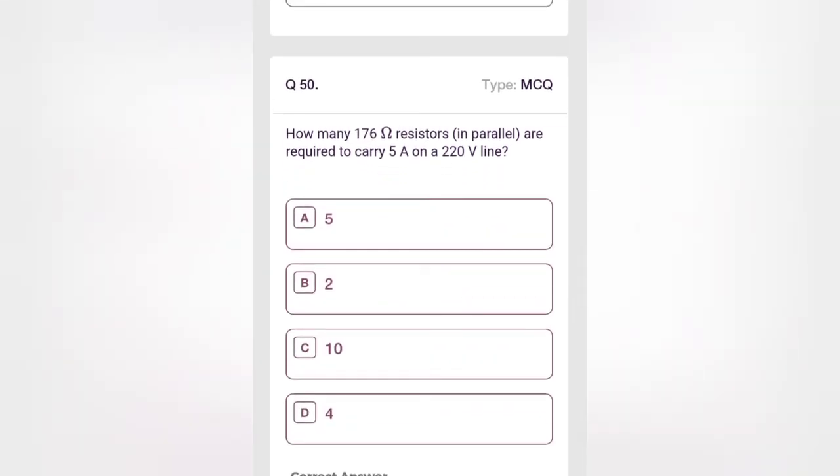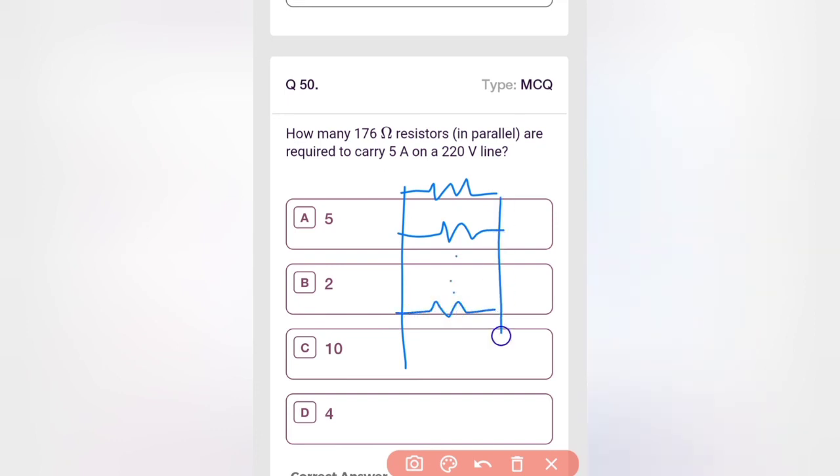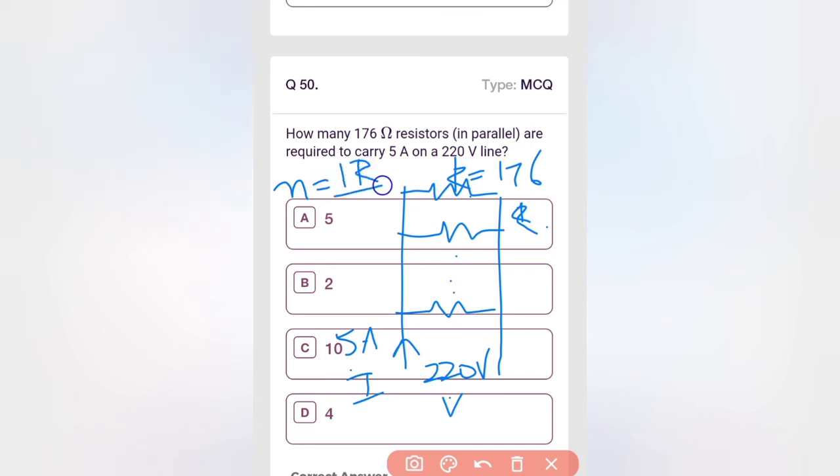How many 176 ohm resistors are connected in parallel? So like this we need to find how many 176 ohm resistors can be connected. Here the total current is given as 5 amps and this is the total voltage. The resistance value is 176. Having given V, I and R, we can write the formula to find N. We can write I into R divided by V.